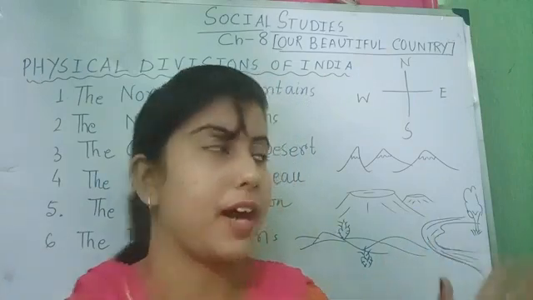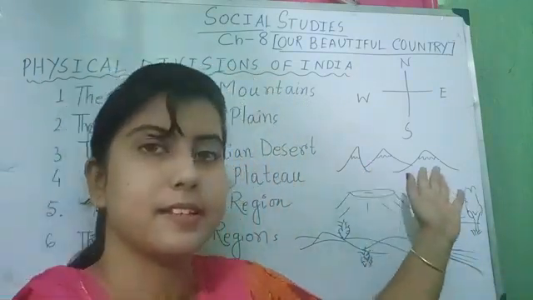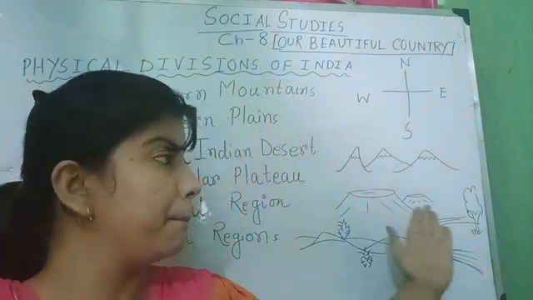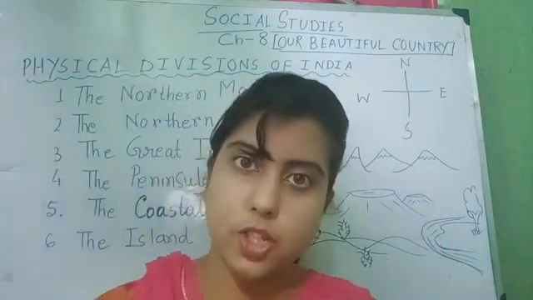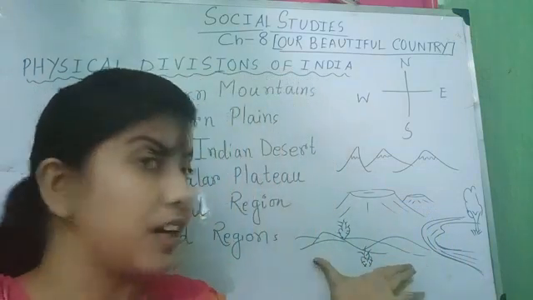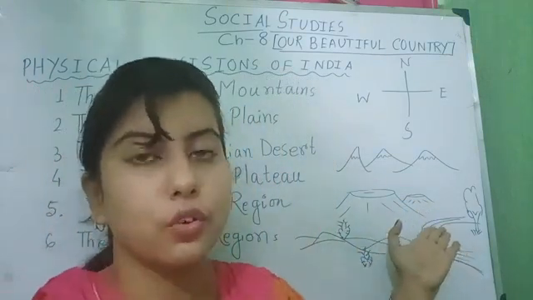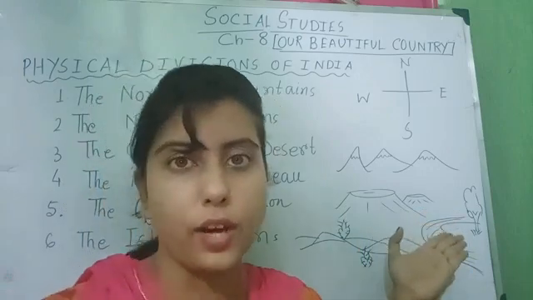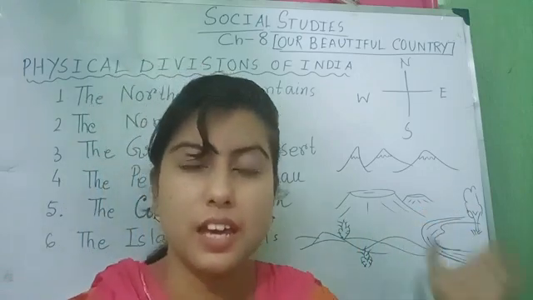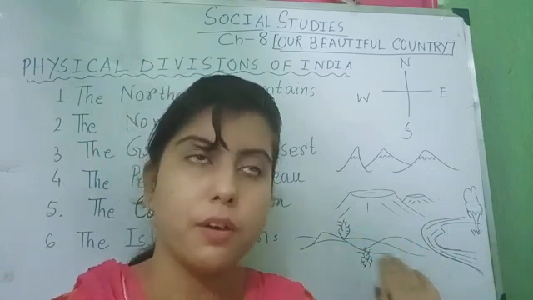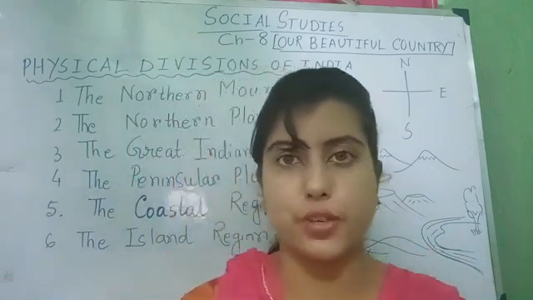We can find high hills in our country. We can find plateaus in our country. There is a desert in our country and there are also plains in our country. So there is a different variety of landforms present in our country.